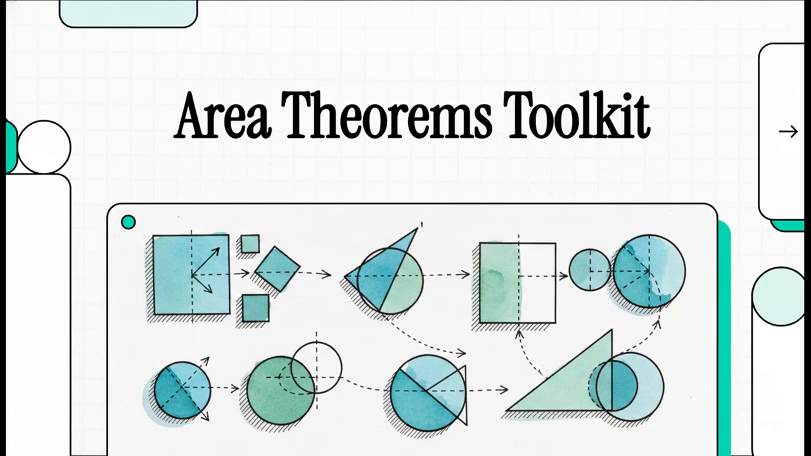Welcome to this explainer. Today, we're taking what's usually a pretty dry textbook chapter on geometric proofs and transforming it into a visual guide on mathematical shape-shifting. We're talking about area theorems, and specifically, the rules that govern how shapes can morph and slide around on a 2D plane without losing a single fraction of their overall size.